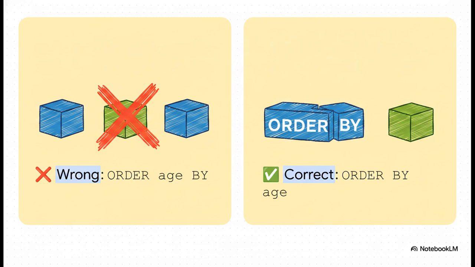Okay, first up, here is a super common syntax mistake for beginners. People often write ORDER age BY. You gotta remember the command is a single phrase, ORDER BY. Those two words always stay together, and then you tell it which column to sort by.